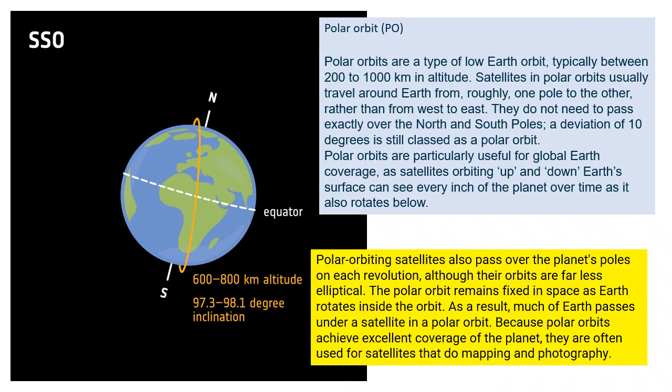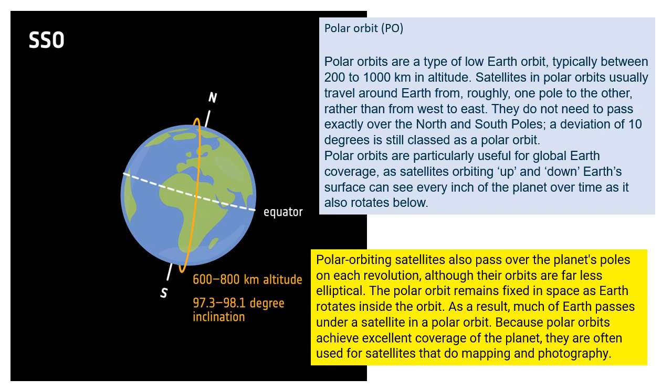This is a polar orbit satellite. Polar orbits are a type of low Earth orbit, typically between 200 and 1,000 kilometers in altitude. Satellites in polar orbits usually travel around the Earth from one pole to the other, rather than from east to west. They do not need to pass exactly over north and south. Polar orbits are particularly useful for global Earth coverage.